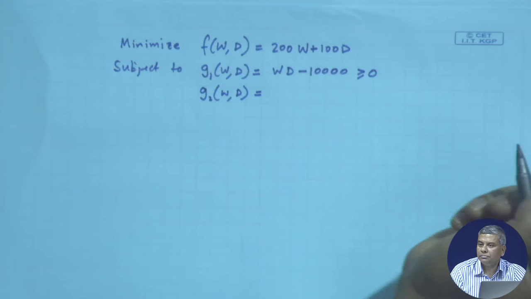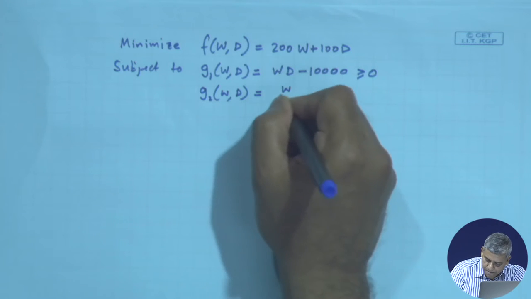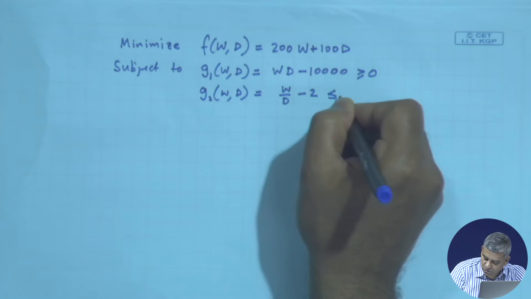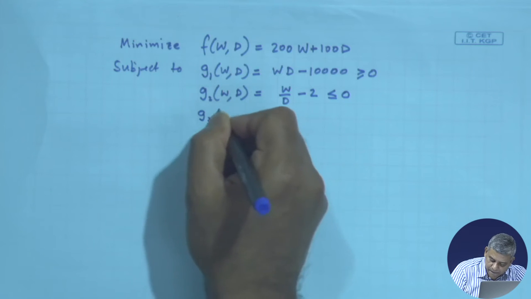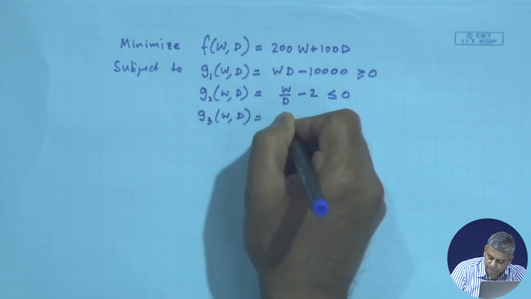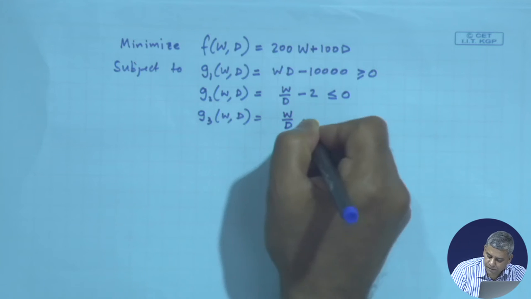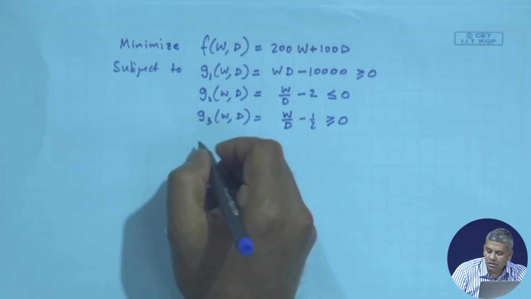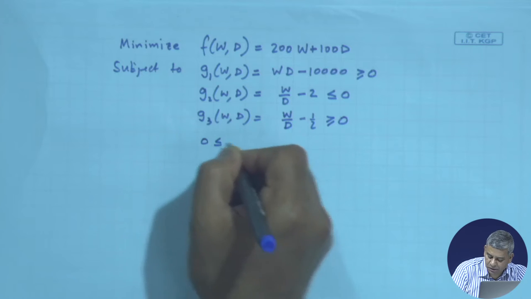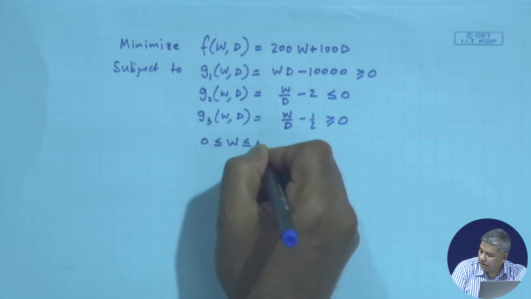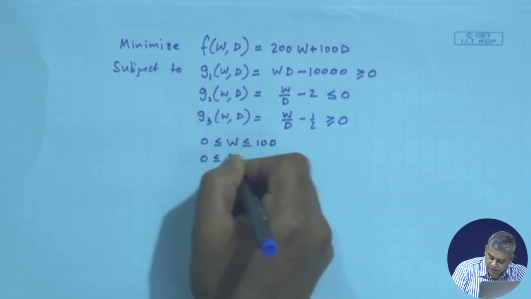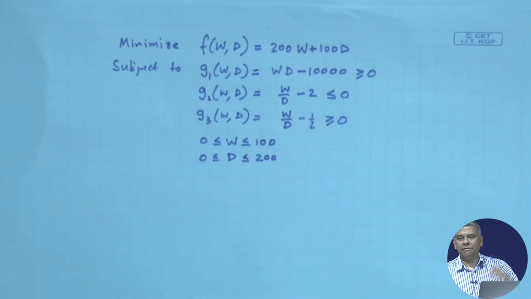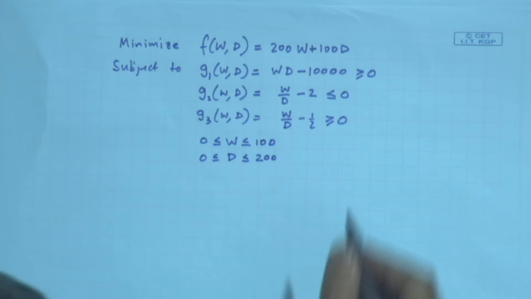And then g2, what is g2? So tell me in that format, w by d minus 2 is less than or equal to 0. And g3, w by d minus half greater than or equal to 0. And what are the variable bounds? 0 less than or equal to w less than or equal to 100, and 0 less than or equal to d less than or equal to 200.